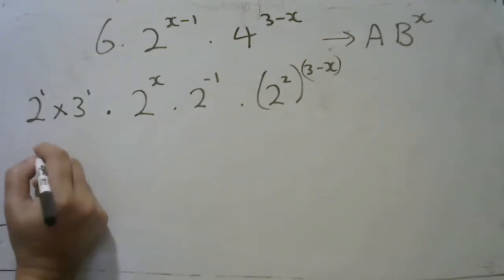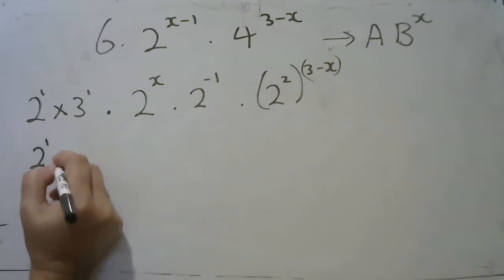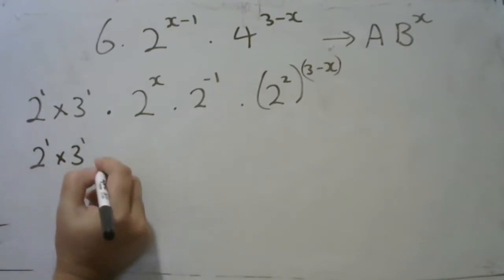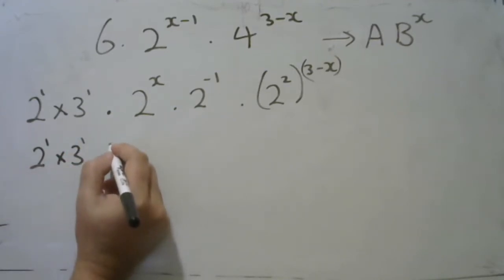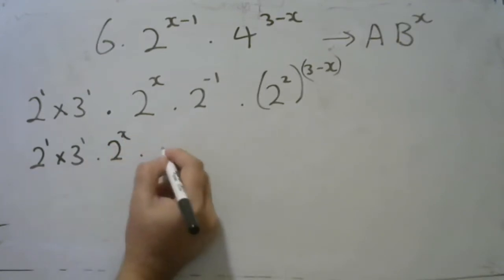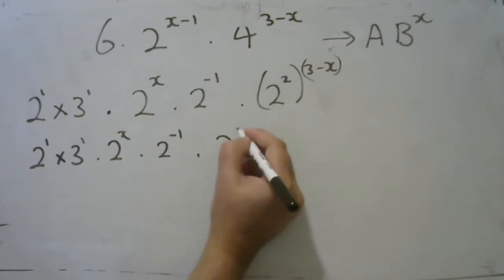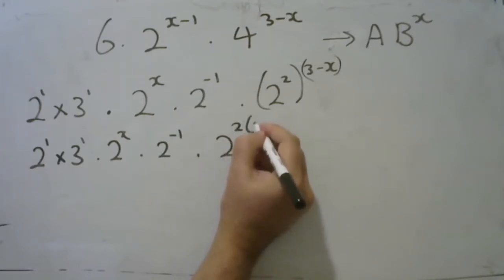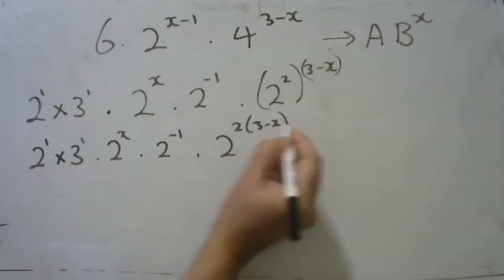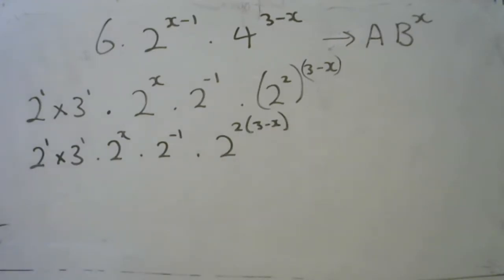Now we can go further. 2 to the 1 times 3 to the 1 times 2 to the x times 2 to the minus 1 times 2 to the 2 into 3 minus x. Okay, so let's try to work this out now.